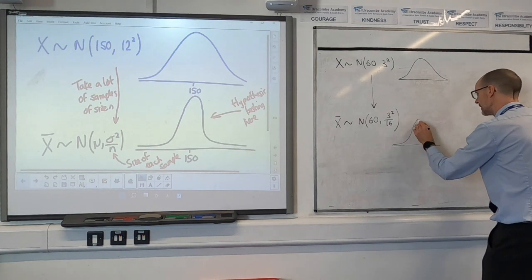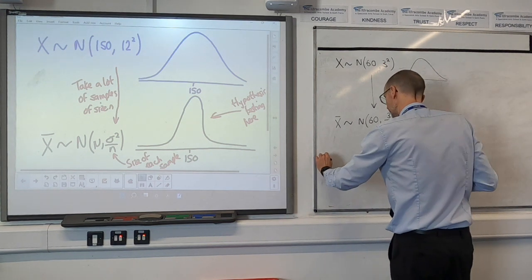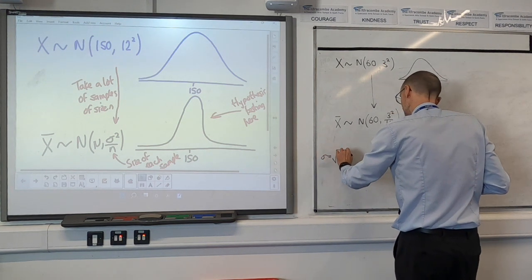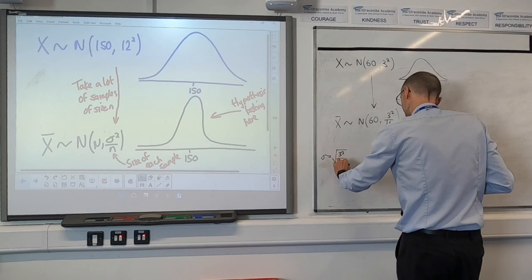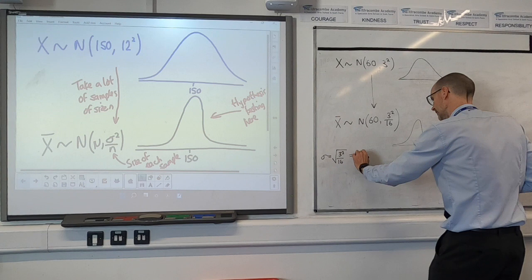And that's a much skinnier distribution. And I'm going to work out the standard deviation, which is the square root of that. Because in this case, it's quite a nice value. 3 squared is 9 over 16. Square root of that is 3 over 4.